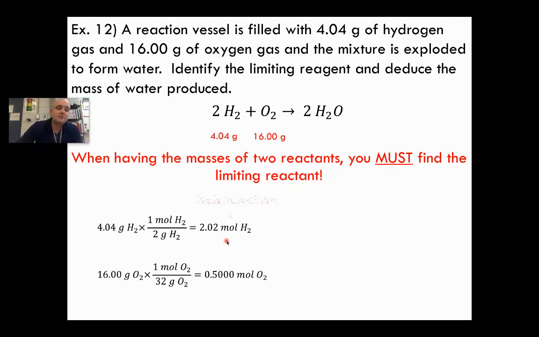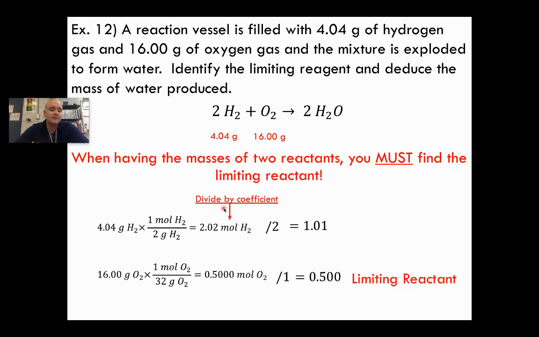Now what you do is you divide both of them by their coefficient. So I'm going to divide H2 by 2, since its coefficient is 2. And then I'm going to divide O2 by 1, since its coefficient is 1. Now that will give me 1.01, and that will give me 0.5. Now that doesn't tell me much. It doesn't tell me any specific value, but it does tell me that the lesser value is the limiting reactant.